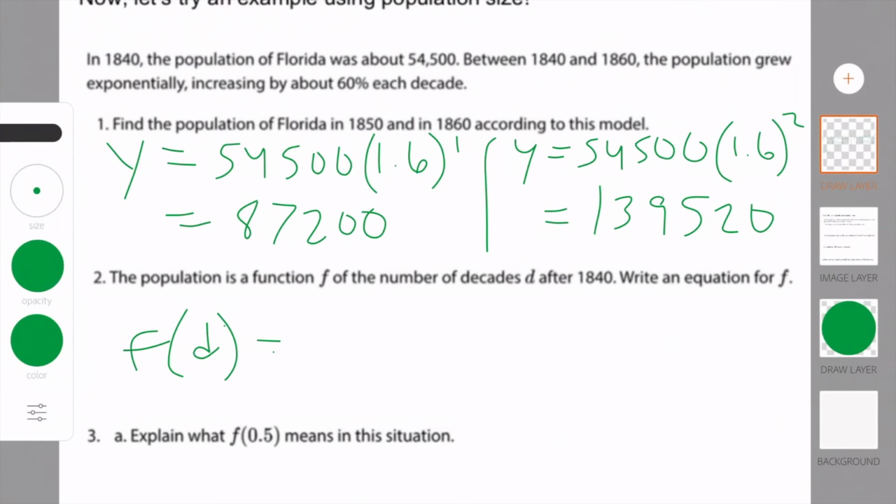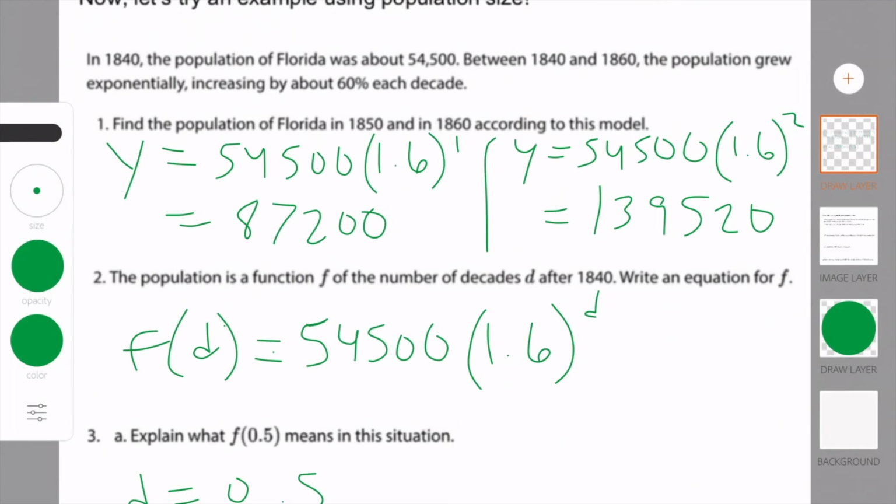do f of D equals our initial population, 54,500, times, we know our rate of change is 1.6 to the power of D. Now for this last problem, it's asking us what 0.5 means if it's in place of D. So we know that that is half of a decade, right? Which is half of 10 years, which is 5 years.